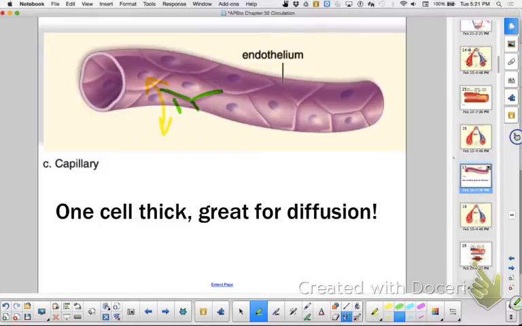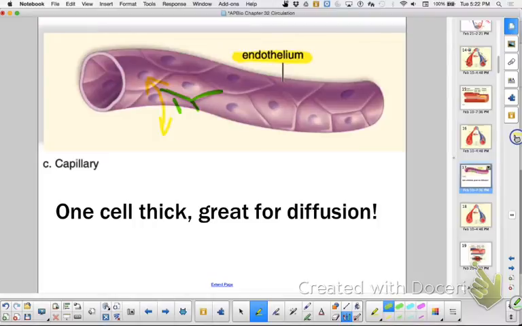Every cell in your body needs oxygen, needs nutrients, and needs its waste removed. So every cell in your body has to be near a capillary in order to function. So for your definition of capillaries: all exchange of gases, nutrients, and waste. For your structure, it's one cell thick, and that's called endothelium. You have that written for you right here.